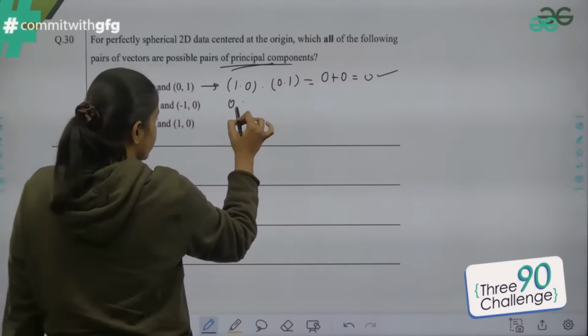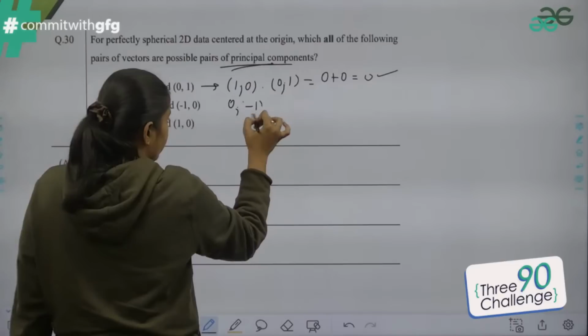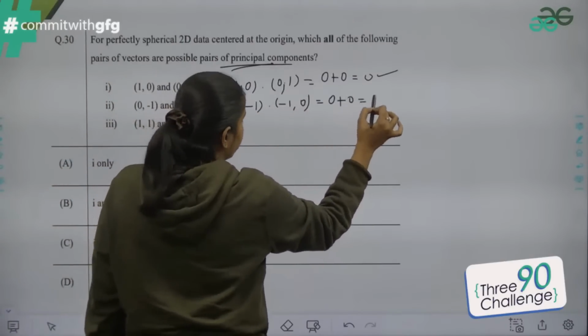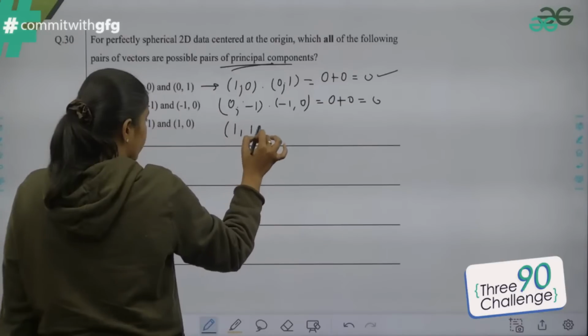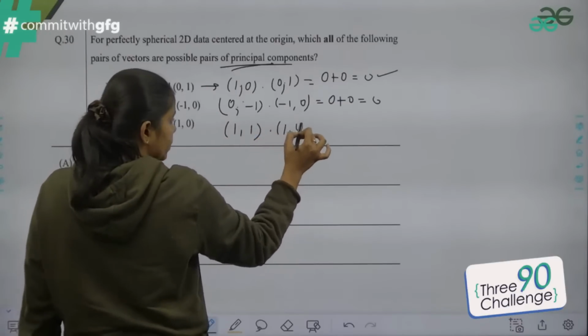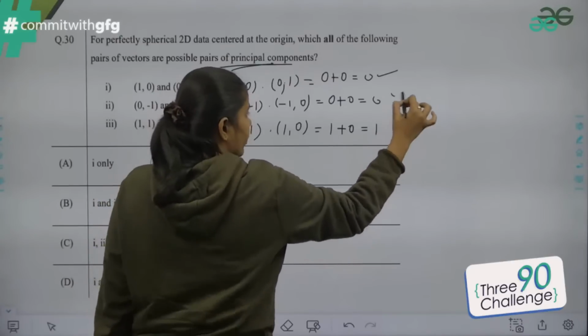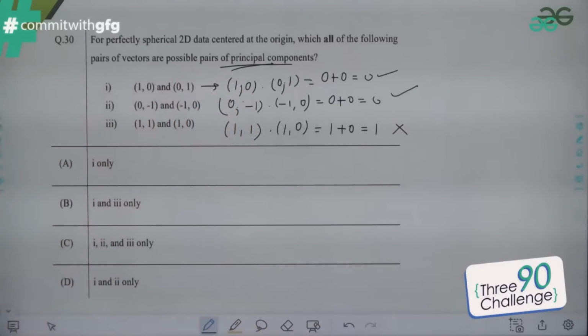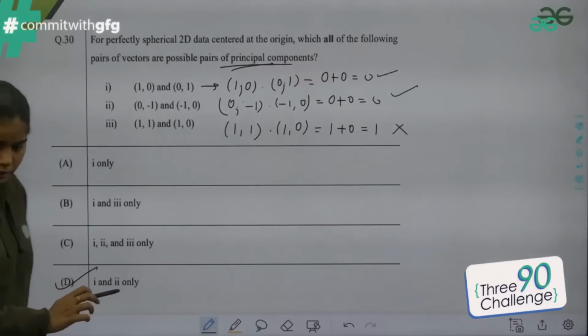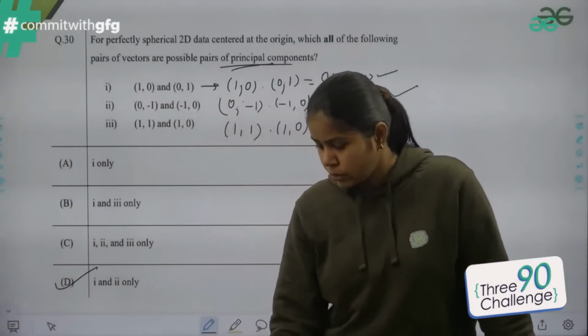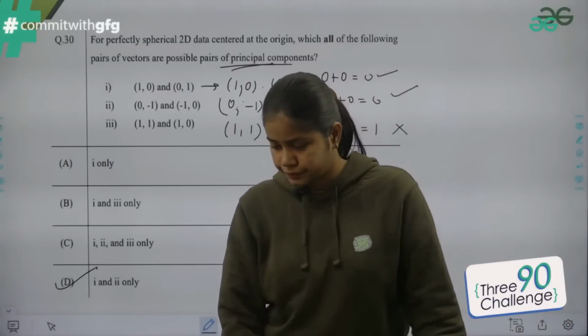(0, 1) and (-1, 0): again 0 plus 0, that would give you 0. But if you solve (1, 1) and (1, 0), it would give me 1 plus 0, that would be 1. So it would not be possible. Only the first and second are possible, right? So that's why option D is correct. Right, Rutuja, option D is correct. Right, Kopu, option D is correct.